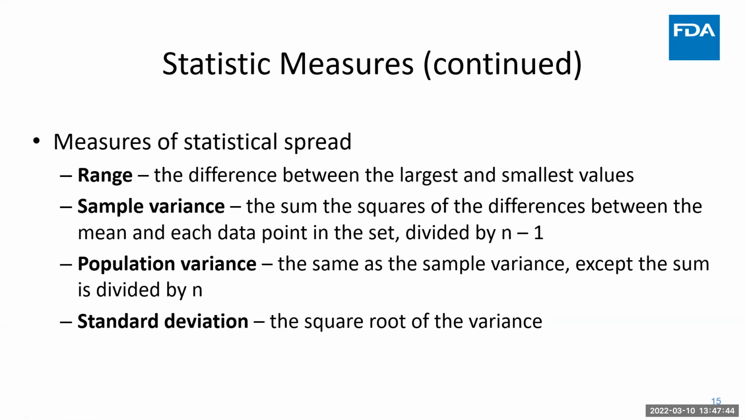The sample variance is the sum of the squares of the differences between the mean and each data point in the set divided by n minus 1. Now, if we just took the sum of all the differences, we'd get 0. That's why we take the sum of the squares of the differences so we can see just how the data is spread out. Divide by n minus 1, that gives you your sample variance. Population variance is the same as the sample variance, except the sum is divided by n. And standard deviation is just the square root of the variance.